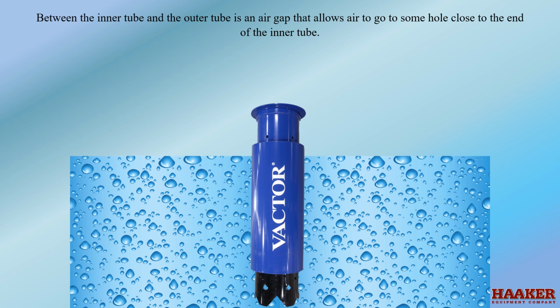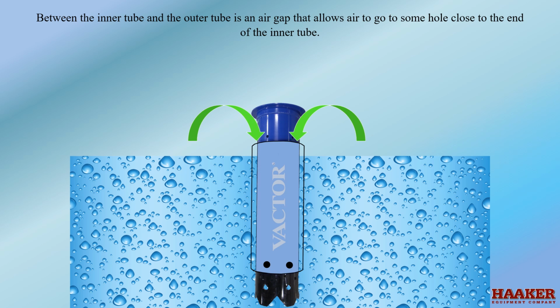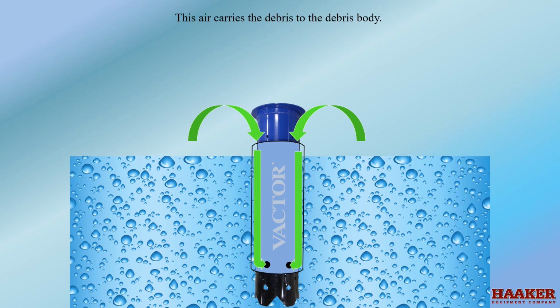Between the inner tube and the outer tube is an air gap that allows the air to go to some holes close to the end of the inner tube. This air carries the debris to the debris body.